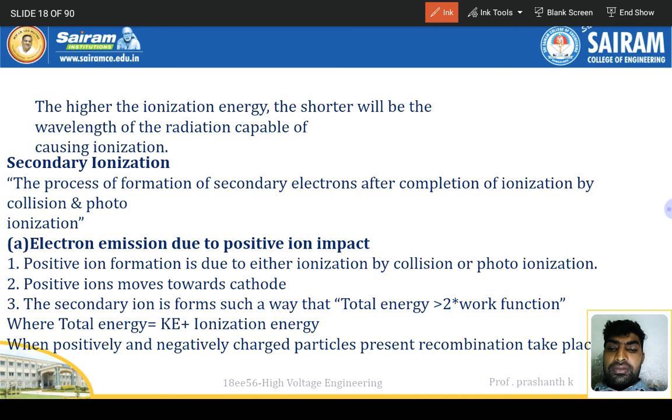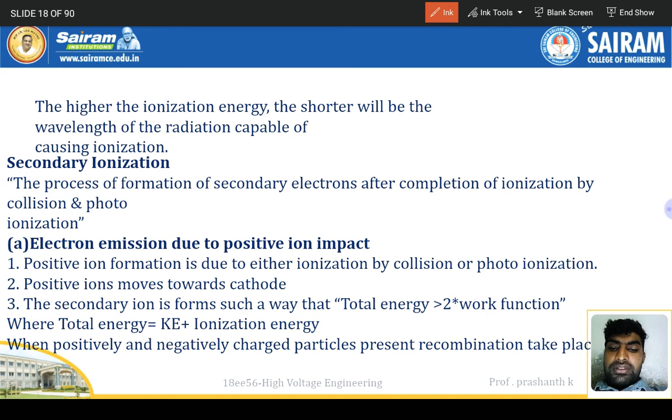Secondary ionization is the process of formation of secondary electrons after the completion of the ionization processes, collision and photoionization. Electron emission occurs due to positive ion impact. Positive ion formation is due to either ionization by collision or photoionization. Positive ions move towards the cathode. Everybody knows, right? The secondary electron is emitted in such a way that the total energy is greater than 2 work function, where total energy is equal to kinetic energy plus ionization energy.